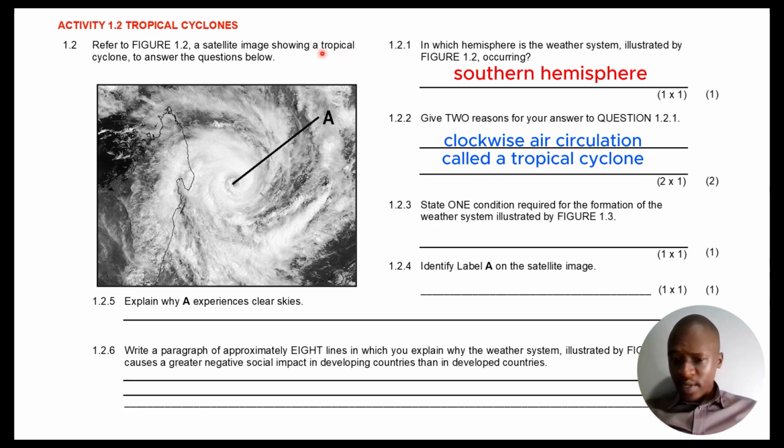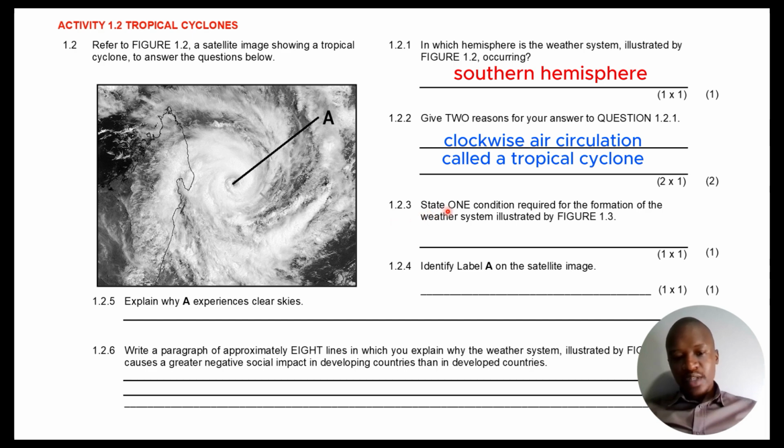If they were talking about hurricanes, that would mean it's in the northern hemisphere. But in the southern hemisphere we call them tropical cyclones. And even the air circulation is clockwise, which tells me that it is in the southern hemisphere.